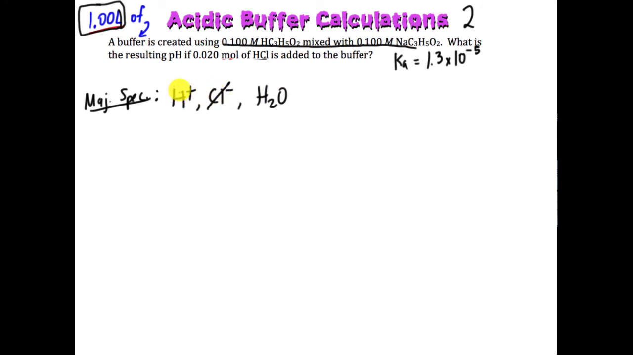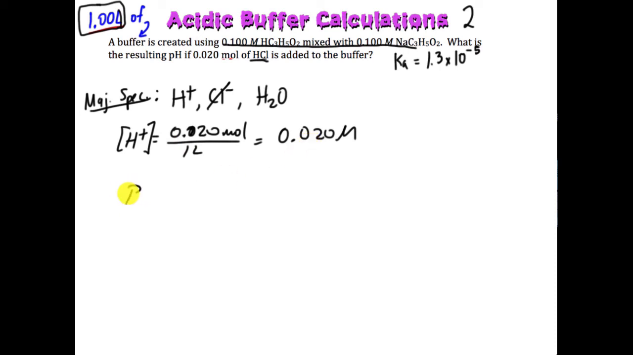Remember, chloride ions don't do anything, so really, remember, a strong acid, whatever the concentration of the strong acid is going to be the concentration of the hydrogen ion. So in this case, my hydrogen concentration is going to be the 0.020 moles over the 1 liter, which just comes out to 0.020 molar. Well, if that's the concentration of hydrogen ion, I can just quickly plug that into pH, and my pH is going to come out to be 1.70.